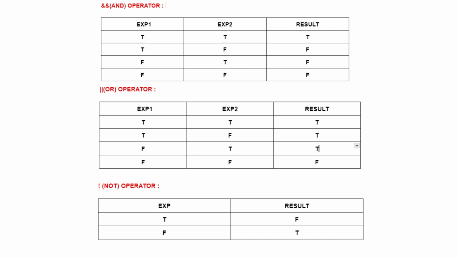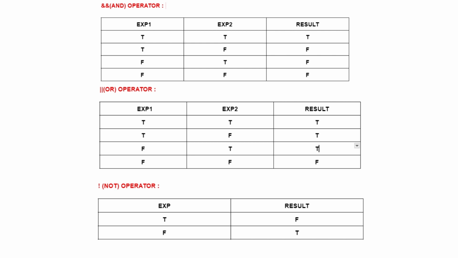Now you understand the difference between the AND operator and the OR operator. In the AND operator, if any one expression gives false as a result, the result becomes false. In the OR operator, if any one of the expressions gives true as a result, the result is true.